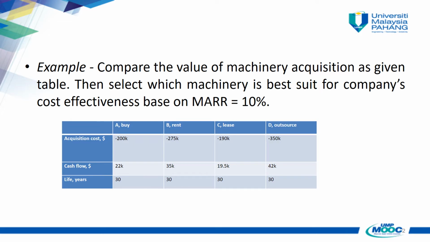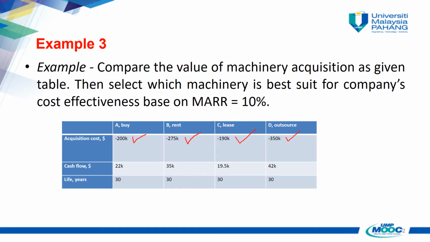So in our case here, if you buy the machinery, you need to use your money, 200,000. If you rent it, you need to use 275,000. If you lease it, you need to use 190,000. If you outsource, without any purchasing of machinery, you need to pay 350,000.